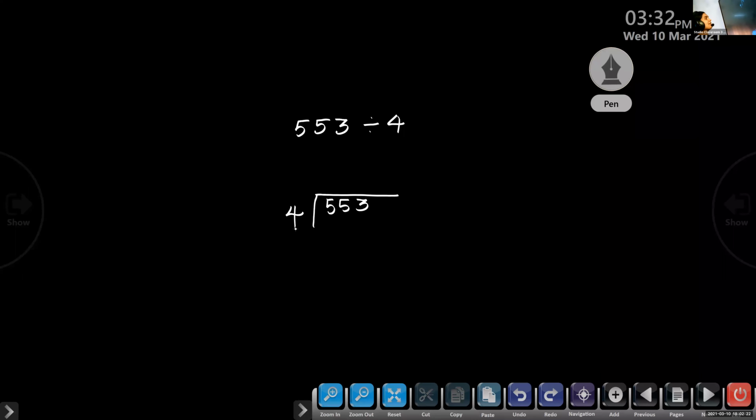Okay, the first step you have to divide 5 by 4. So first you compare 5 and 4. 5 is less than 4 or greater than 4? Greater than 4. 5 is greater than 4. Joseph, 5 is less than 4 or greater than 4? Greater. 5 is more than 4. So we can divide 5 by 4.